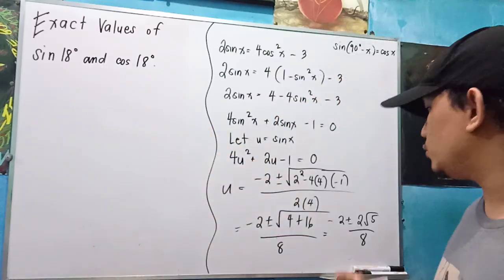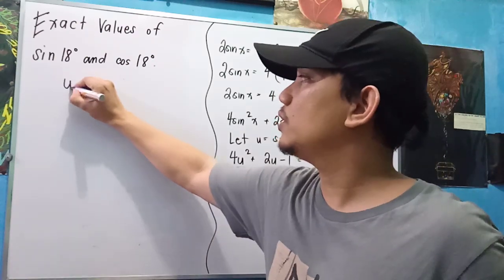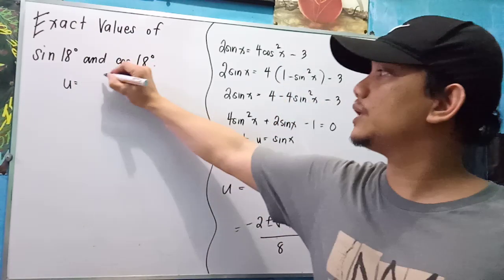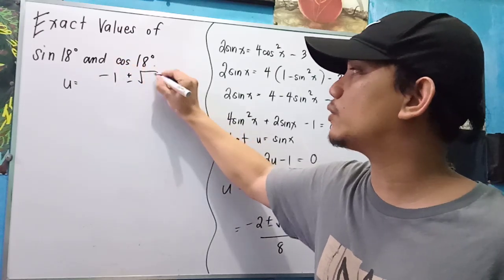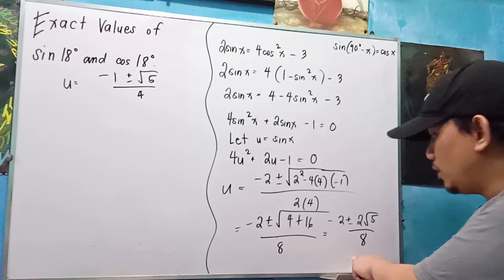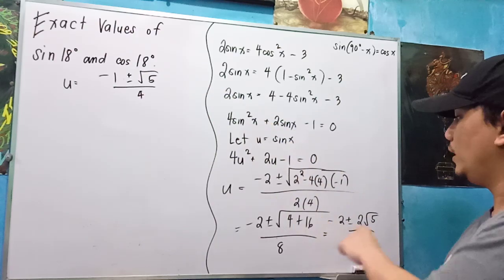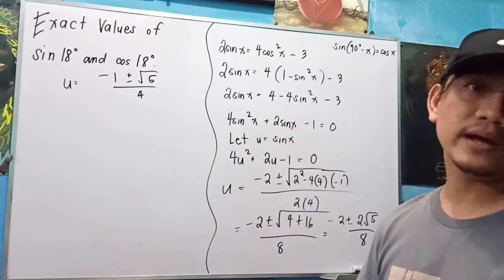So, it follows that kapag divide natin to both sides by 2, so we have u equals negative 2 over 2, that's negative 1 plus or minus square root of 5 all over 4. Kasi ito, dinivide na rin natin ng 2. 8 divide 2, that's 4. 2 divide 2, that's 1. Kaya lang may negative, kaya negative 1. 2 divide 2, that's 1. Kaya natanggal na lang siya.